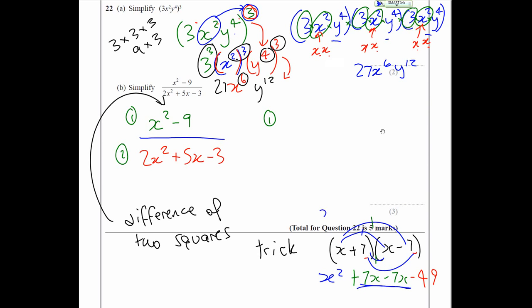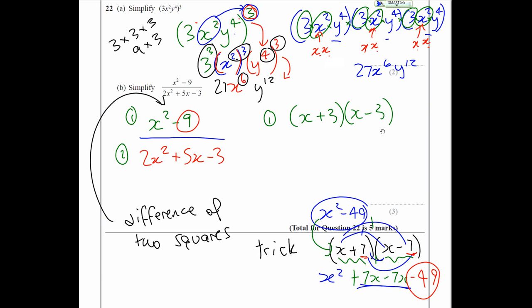So x squared minus 49, if you learn this trick, you can go, oh, difference of 2 squares, that's going to be x plus 7, x minus 7. So what do you notice about 9? Okay, well 9 is 3 times 3, not 7 times 7. So it's going to be, do it in green, x plus 3, x minus 3. If you do not believe me, have a go, expand it out, see what you get.